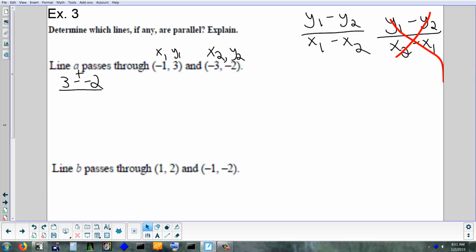On the bottom, what am I going to put? What do you think, Miguel, on the bottom? So I did y1 minus y2 on the top. Now I've got x1 minus x2. What numbers are going to go in there? I'm doing it just like this: x1 minus x2. I'm going to plug in those numbers now.